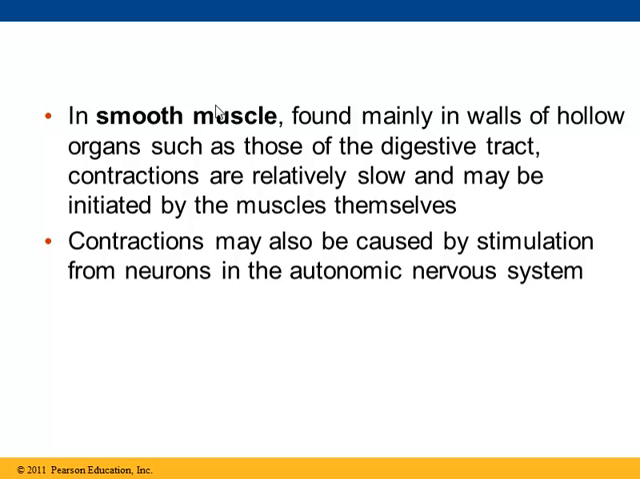So skeletal muscle was a linear contraction. Cardiac muscle was a volumetric contraction, making the volume smaller. Smooth muscle is a radial contraction, making the radius smaller, tightening the tube.